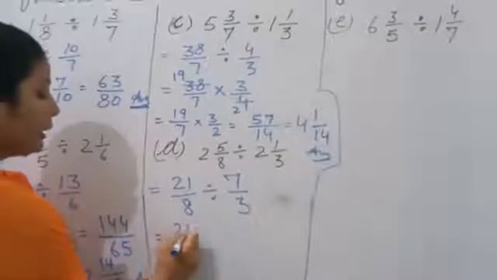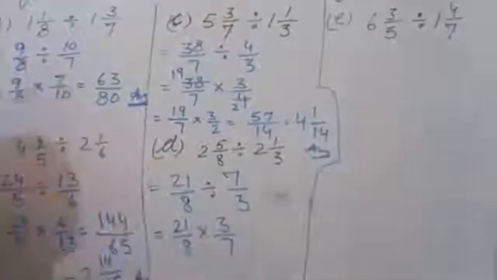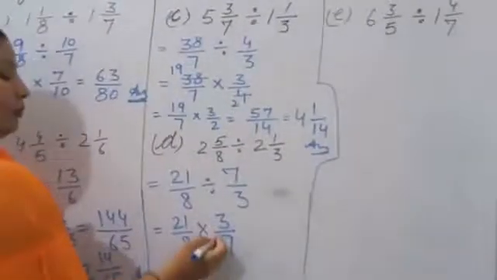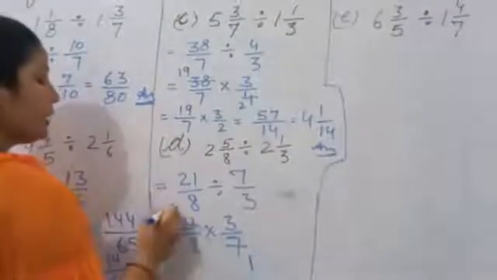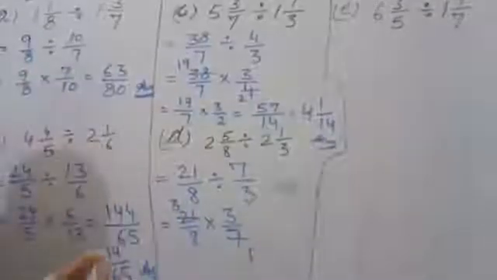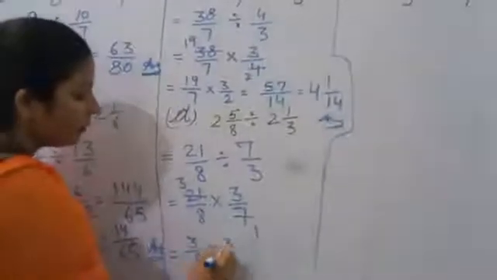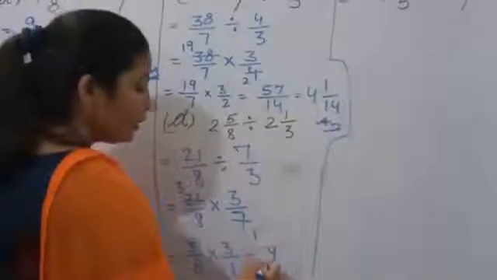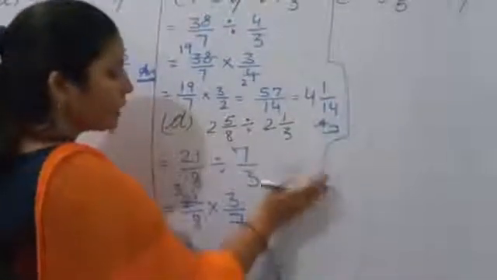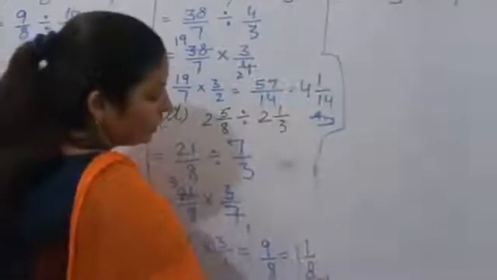So 21 upon 8 will remain the same, multiply 3 upon 7. Now we can see that 21 and 7 both come in the 7 table. So we can cancel by 7. 7 ones are 7, 7 threes are 21. Now no one cancels. So from here we have 3 upon 8 multiply by 3 upon 1. Now numerator multiply by numerator, 3 threes are 9 upon 8. It is improper, so we change it into mixed. So 1 whole 1 upon 8. That's your answer. Okay. Like this you will do D part.